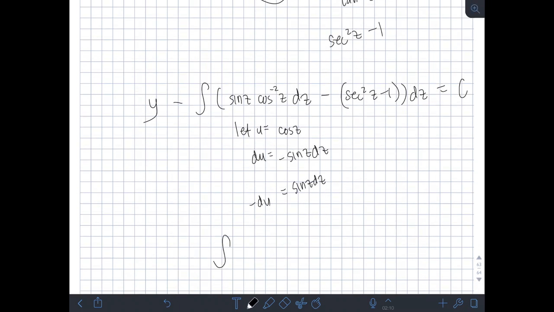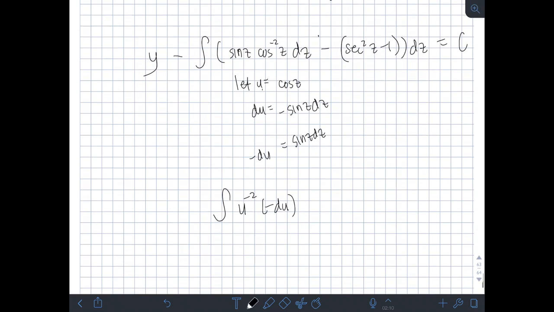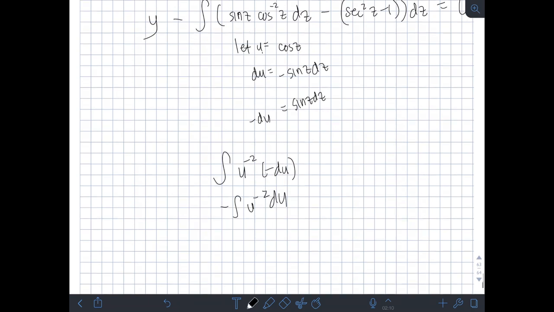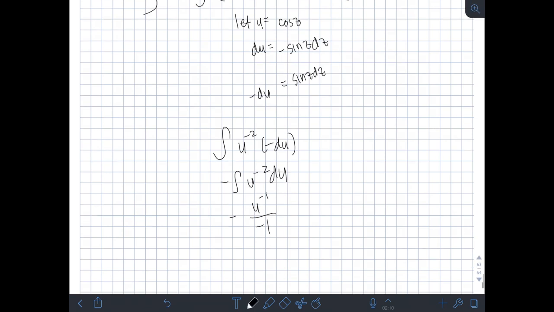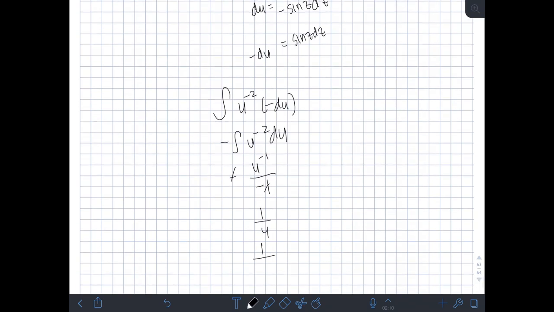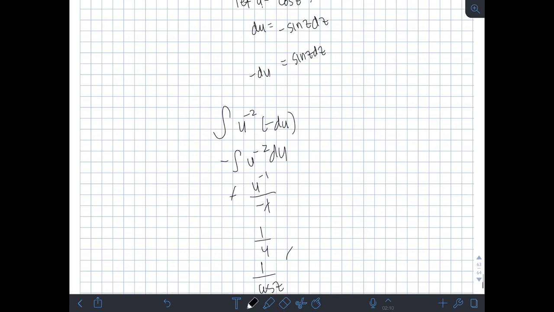So, magiging integral ng itong cosine z, magiging u. So, u raised to negative 2, and then itong sine z dz, negative du. So, magiging negative integral ng u raised to negative 2 du. So, ano integral niyan? Negative u. So, addan natin ng 1 yung negative 2. So, negative 1 na lang over negative 1. So, parang positive na to, 1 over u lang. So, balik natin in terms of z, magiging cosine z siya. So, 1 over cosine z. So, ito na yung una.